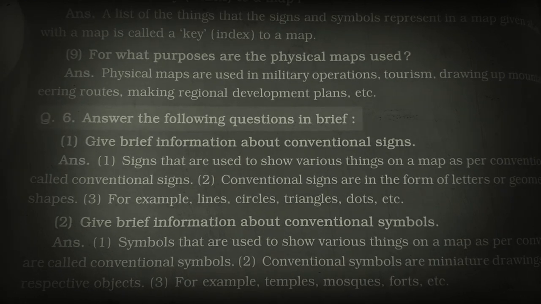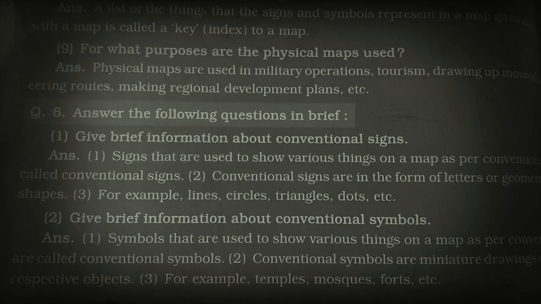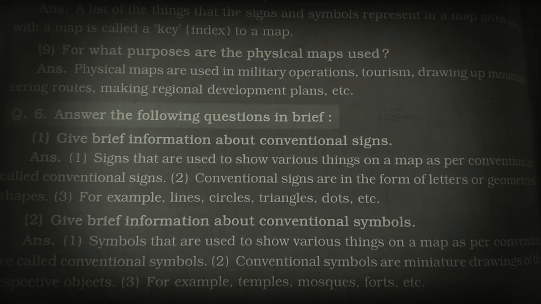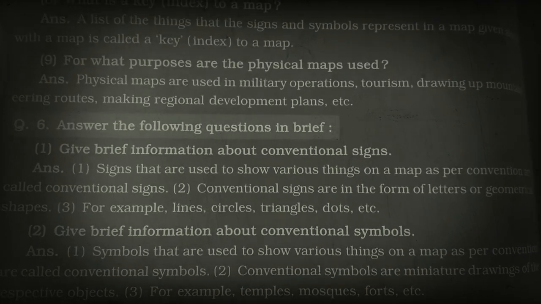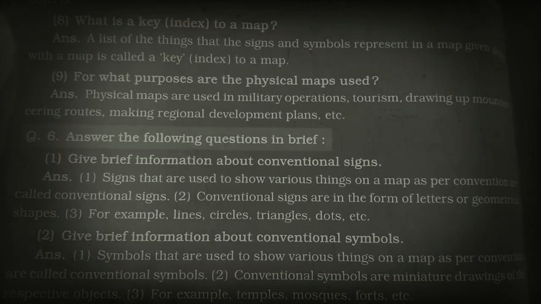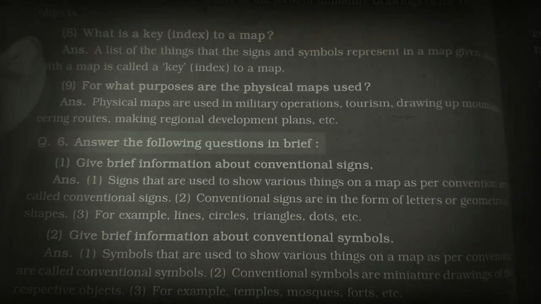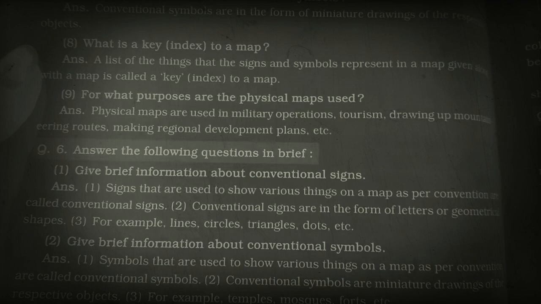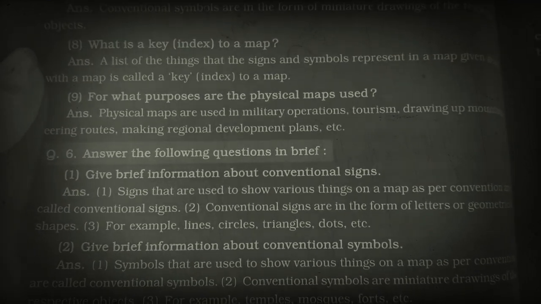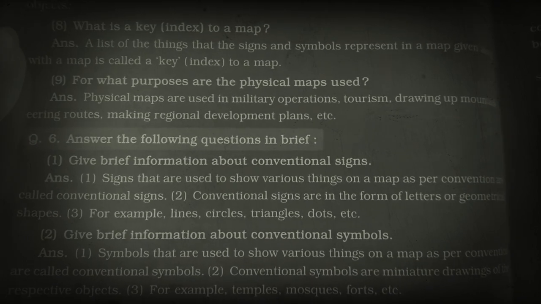Question number 6. Give brief information about conventional signs. So the answer is, you have to write it in point wise only. Signs that are used to show various things on a map as per convention are called conventional sign. Second point, conventional signs are in the form of letters or geometrical shape. Third point, for example, line, circle, triangle, dot, etc.